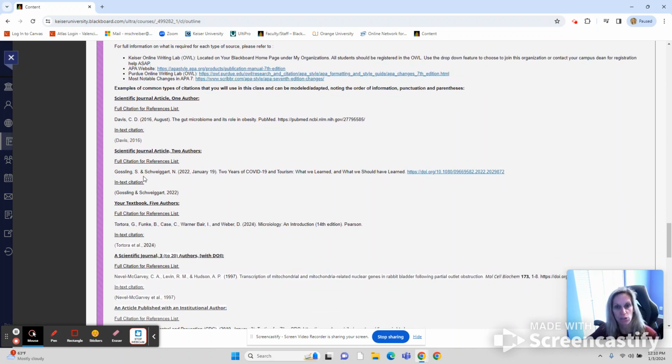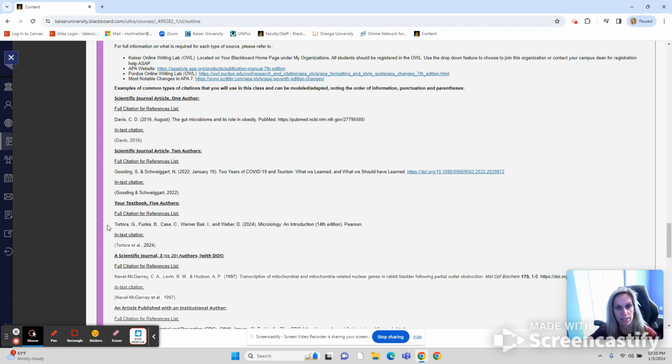Now here's a scientific journal article written by two authors. First thing in the references list is listing both authors' names, last name first, comma, first initial, period. If they have a middle name, the middle initial. Second is the publication date, year, comma, month, day. Third is the title of the article. Fourth is the source. Now the in-text citation that goes within your post for two authors, both authors' last names, comma, publication year.